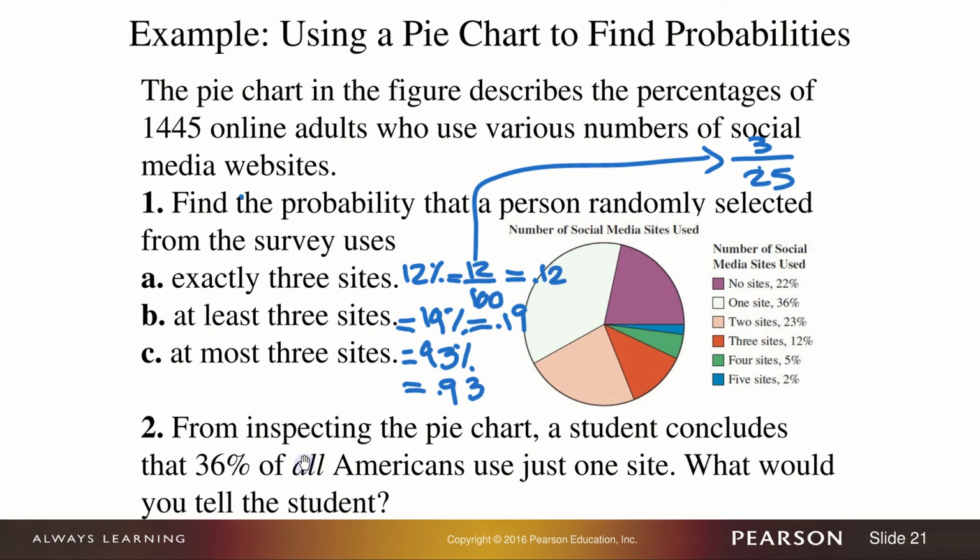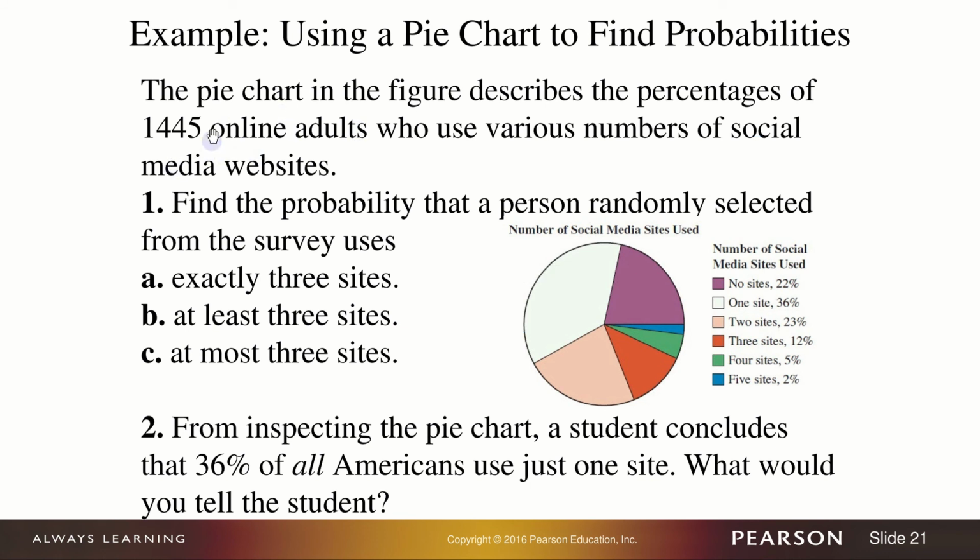From inspecting the pie chart, the student concludes that 36% of all Americans use just one site, right? Well, what would you tell the student? Remember, no matter how good the data collecting methods may have been, the sample population would always be different from the total population, at least by a margin of error.